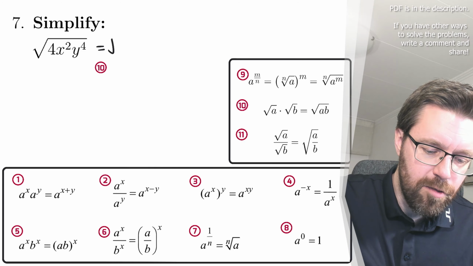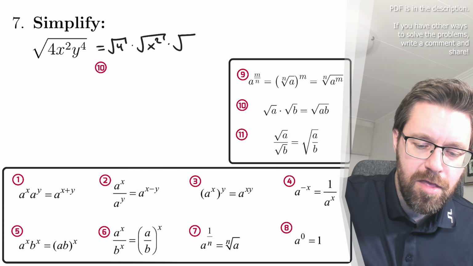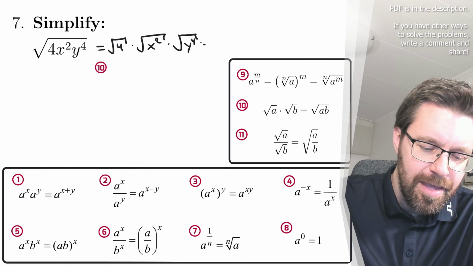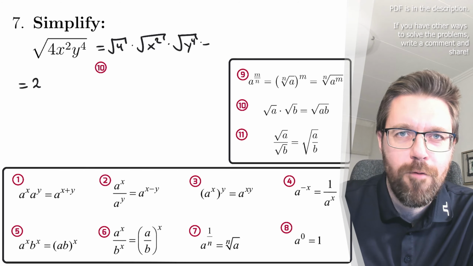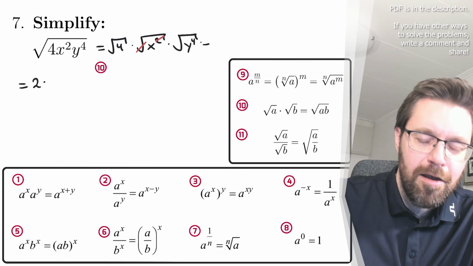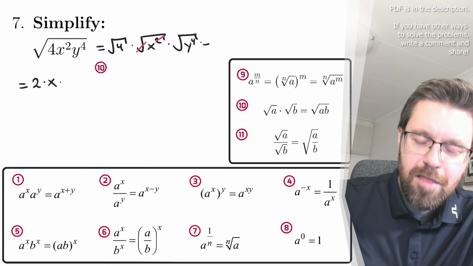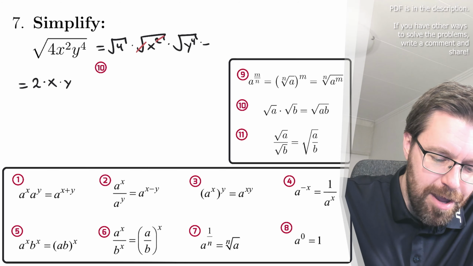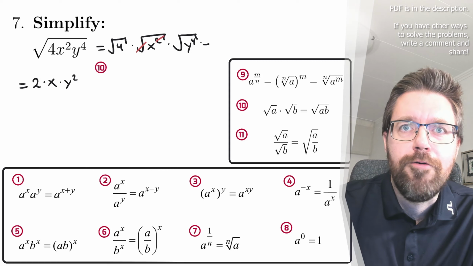So it equals square root of only 4 times square root of x raised by 2, and then times square root of y raised by 4. And square root of 4 equals 2, because 2 times 2 equals 4. Square root of x raised by 2, then we can cancel the square root and the exponent with each other, it equals x. And square root of y raised by 4 equals y raised by 2. Because y raised by 2 times itself equals y raised by 4.